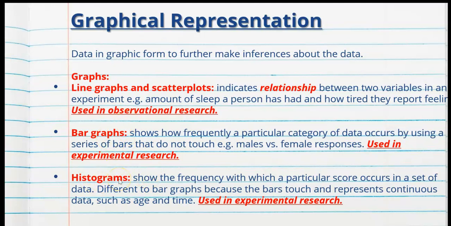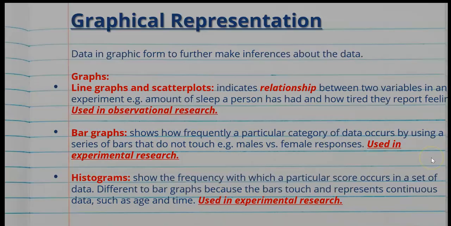Sometimes we use histograms, depending on what it is we're studying. So this shows the frequency with which a particular score occurs in a set of data, and it's different to bar graphs because the bars in a histogram touch and represent continuous data, such as age and time, so things that are still going on or continuing. These are also used in experimental research.